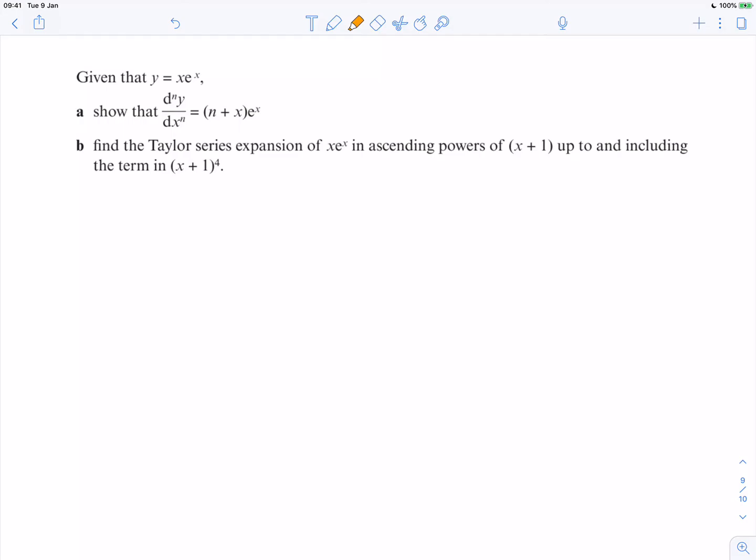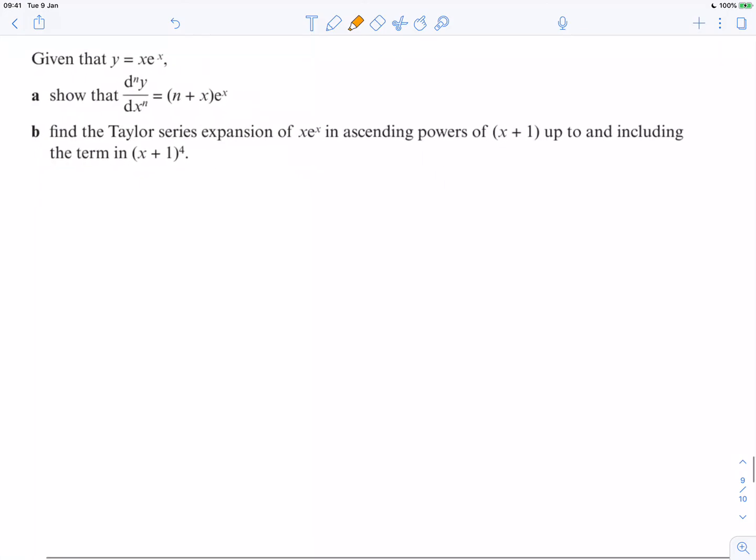Anyway, right. Given that y equals x times e to the x. Interesting. To do the inverse of x e to the x is the lambda.